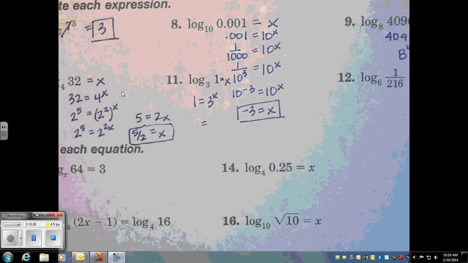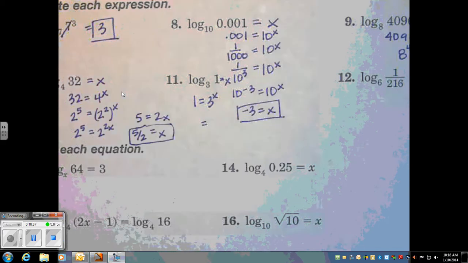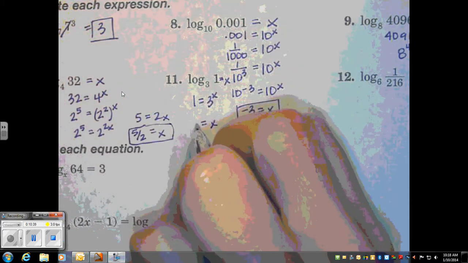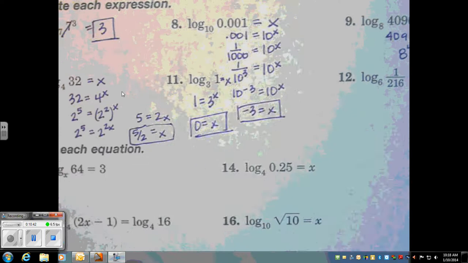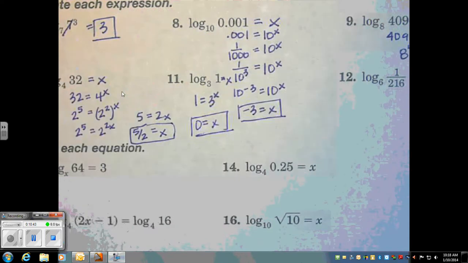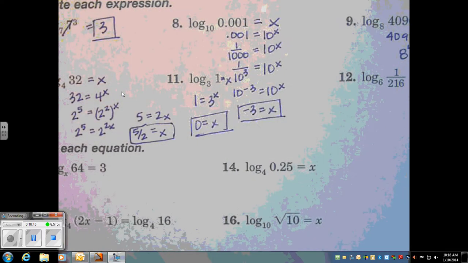Does this one feel kind of tricky? Yes. No. Yes. What's the only way to do an exponent and get a 1? What would the exponent have to be? 0. There you go. X is 0. It's the only way you're going to get the answer of 1, if the exponent is a 0. Alright, you guys try 12.